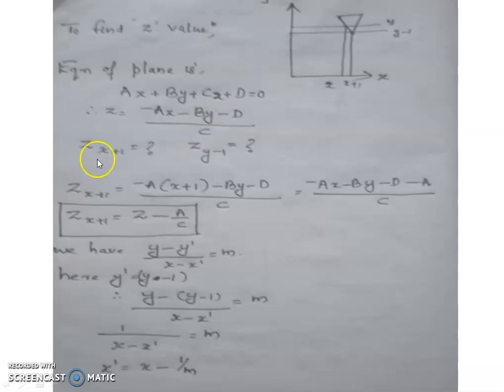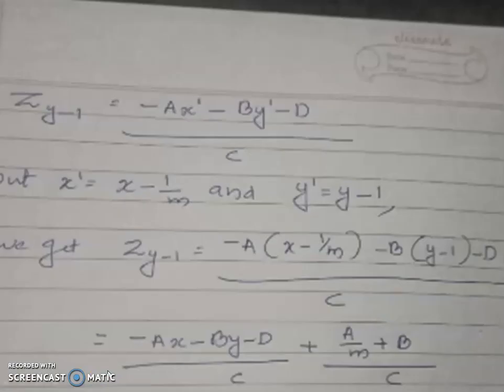We have to calculate z of x plus 1 y and z of x y minus 1. z of x plus 1 y is equal to minus a into x plus 1 minus by minus d by c. That is, z of x plus 1 y is equal to z minus a by c. Then we have y minus y dash divided by x minus x dash is equal to m. Here y dash is equal to y minus 1. So y minus y minus 1 by x minus x dash is equal to m. So you will get x dash is equal to x minus 1 by m.